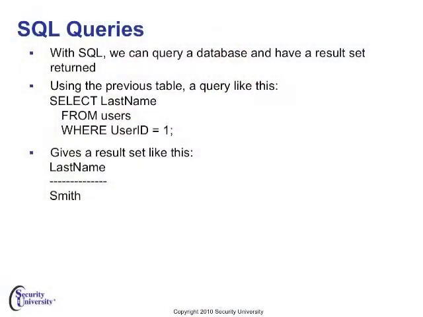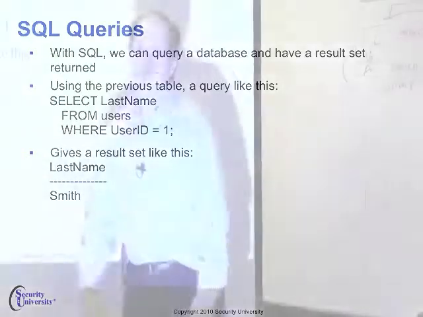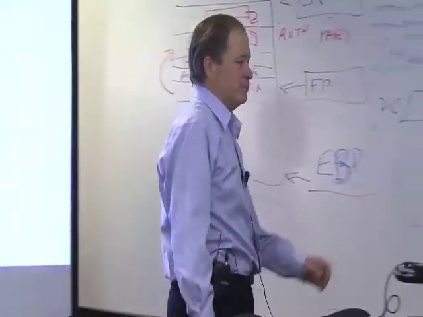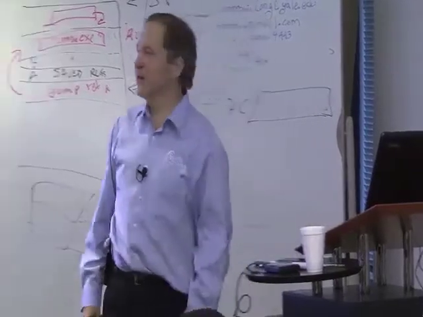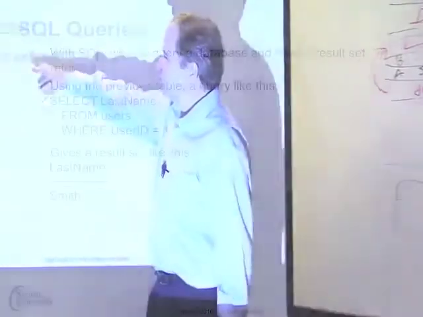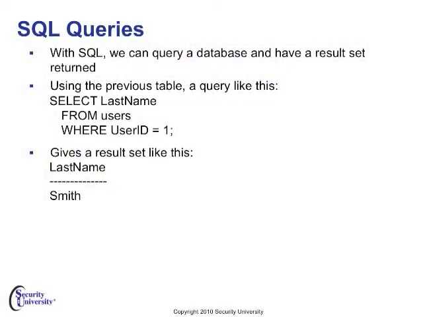Here's a typical SQL query, right? So we go against that previous database and we say select last name. So we're looking for records from users where ID equals 1. Who was ID 1? It was John, right? And that gives us this. What we're looking for is last name, so we get Smith. Now we can actually pull out multiple fields from the record or get the whole record if we want to as well, right?